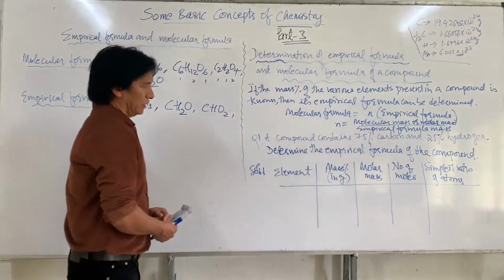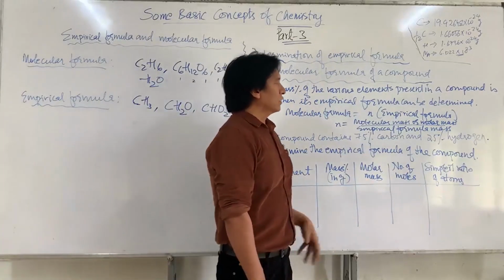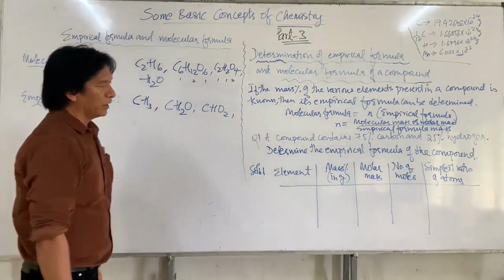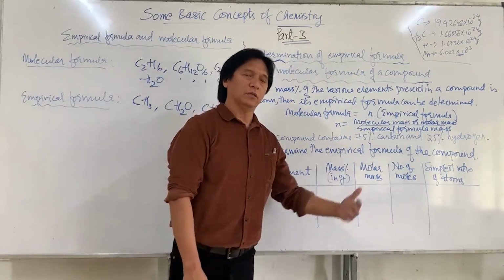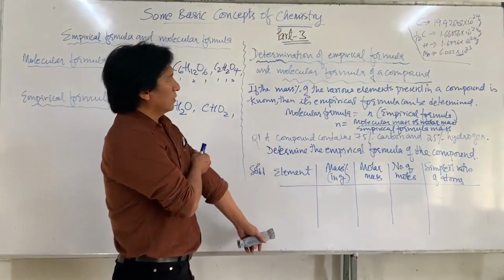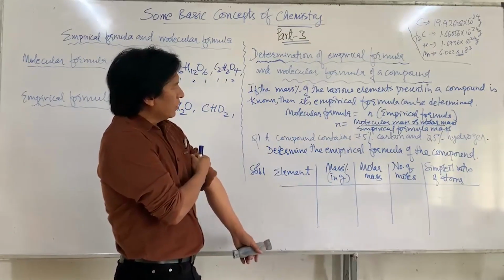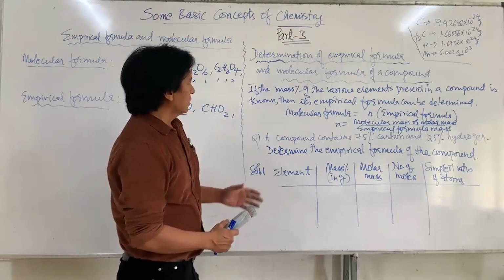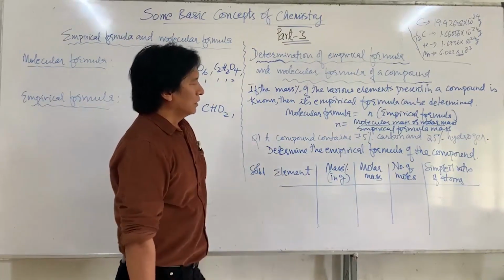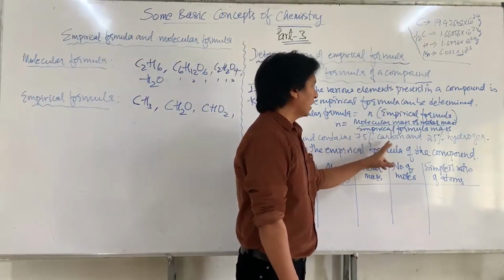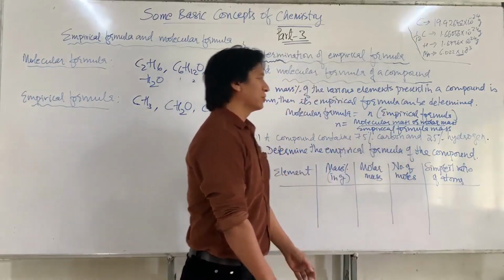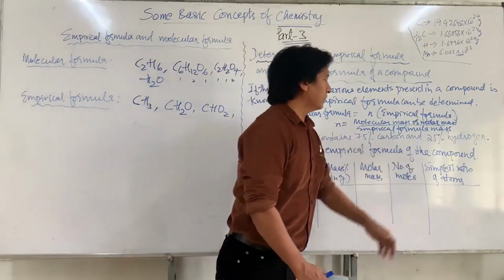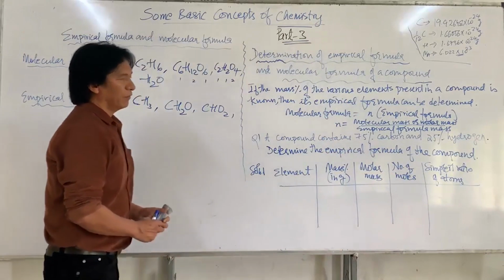I have an example for you, and based on this, you can learn how to find the empirical formula and the molecular formula. So the first thing is we're going to work out one problem here to find out the empirical formula of the compound, right? So it says a compound contains 75% carbon and 25% hydrogen. Now you are asked to determine the empirical formula of the compound.